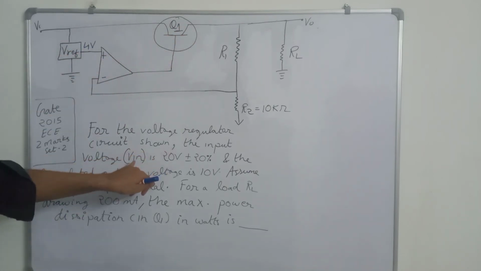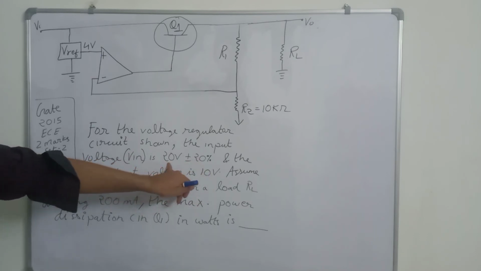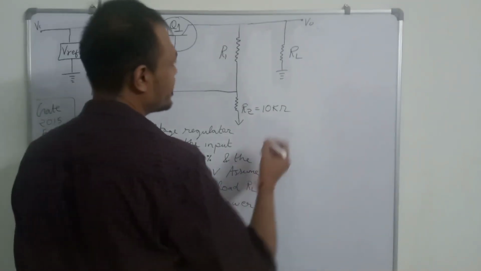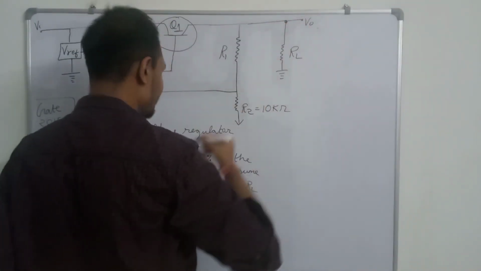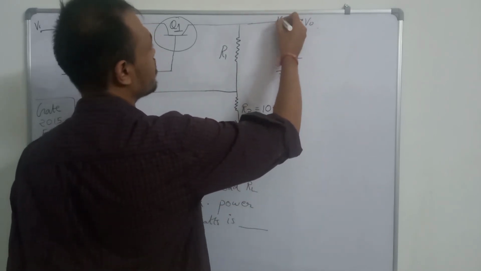The input voltage is 20 volt and it can change by plus minus 20%. The regulated output voltage is given to us as 10 volt. So this will be equal to 10 volt.